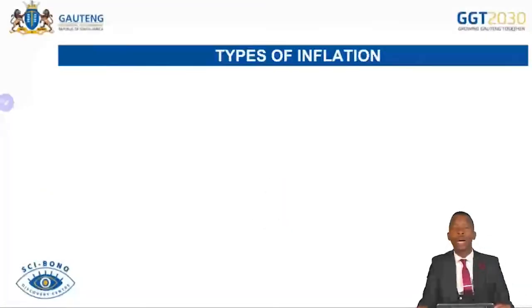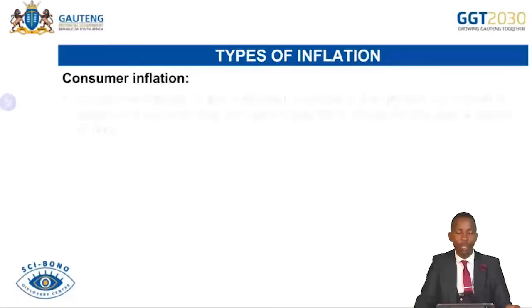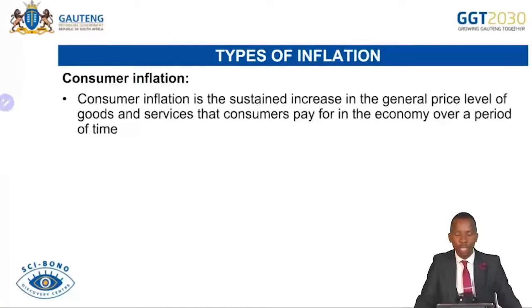And then the following are the types of inflation. So we have consumer inflation with different types of inflation, and then we have producer inflation and other types of inflation. So, consumer inflation. Consumer inflation is the sustained increase in the general price level of goods and services that consumers pay for in the economy over a period of time. Mainly those goods that consumers are purchasing are under consumer inflation.